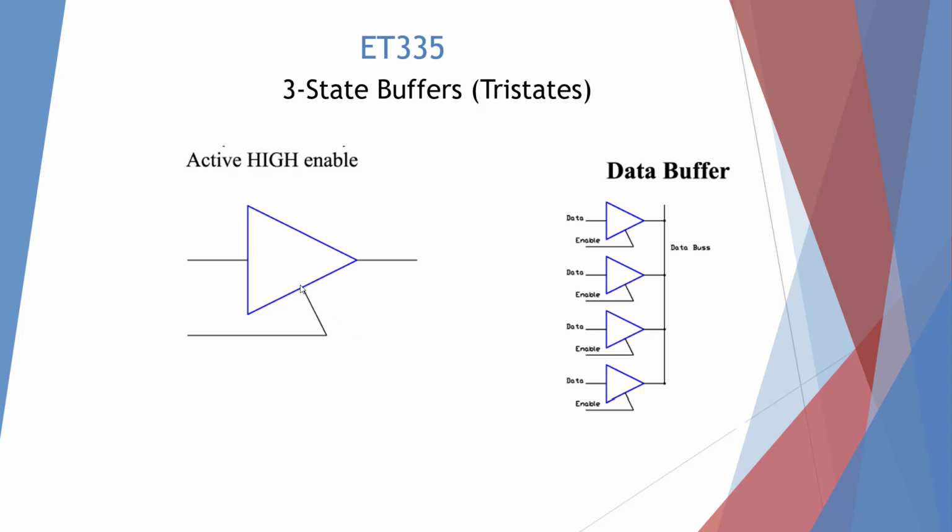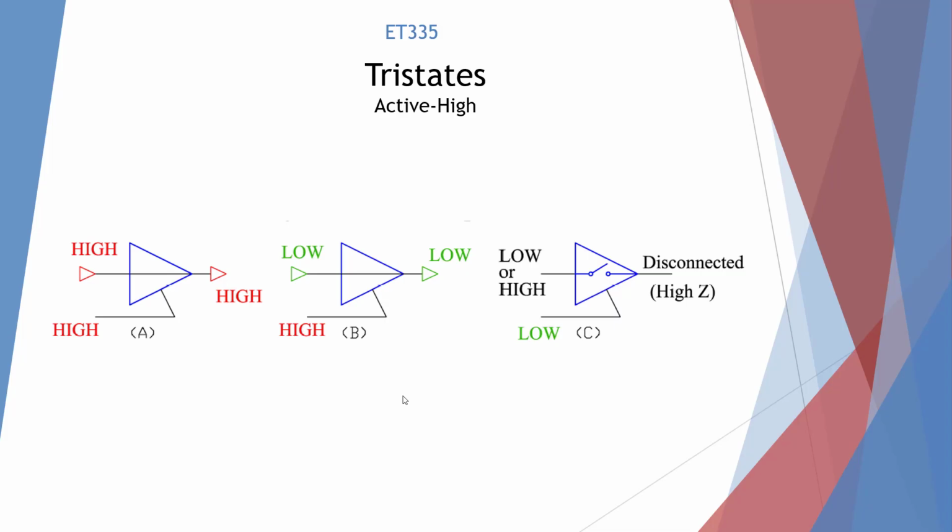And these devices are used to allow information on one data bus. So these can't be on all at the same time, otherwise the data would crash on the bus. So we're only allowed to have one of these at a time. Here I'm showing an active high tri-state, and I'm going to show you the three states.